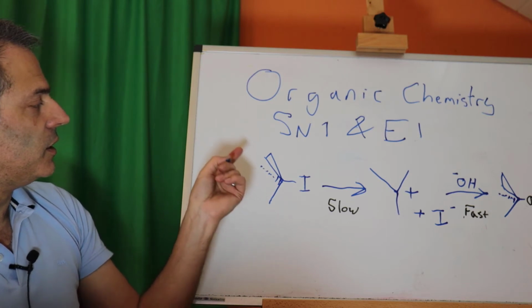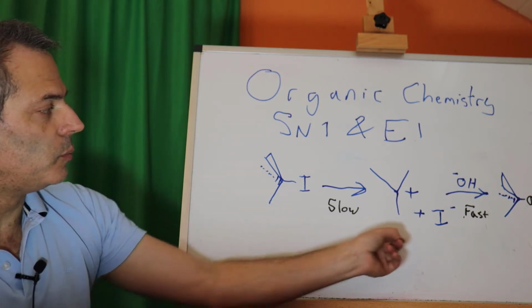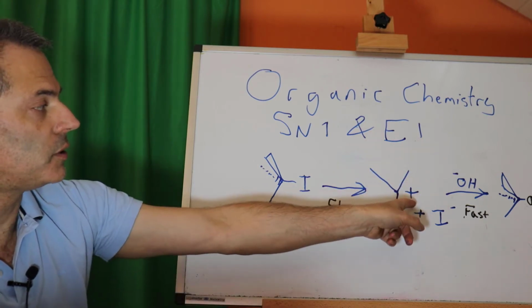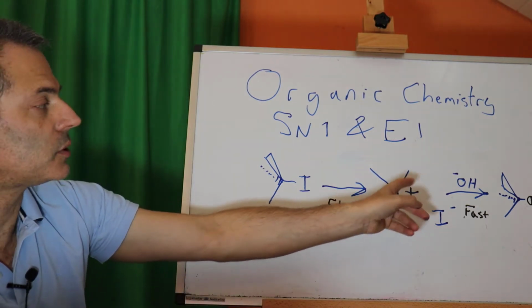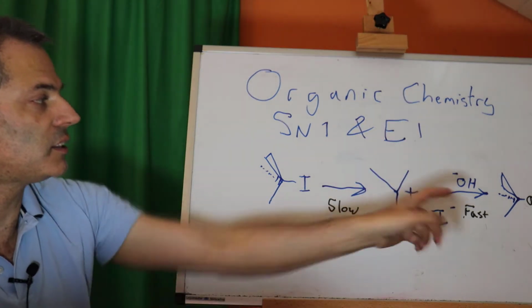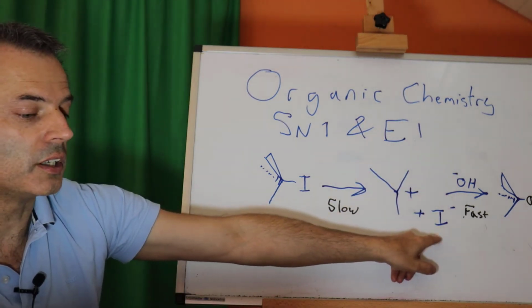The first part of this reaction we'll look at, we're forming this thing that I've called a carbocation. So it's a carbon and it's a cation, so we can call that a carbocation, and it's forming this iodide ion.